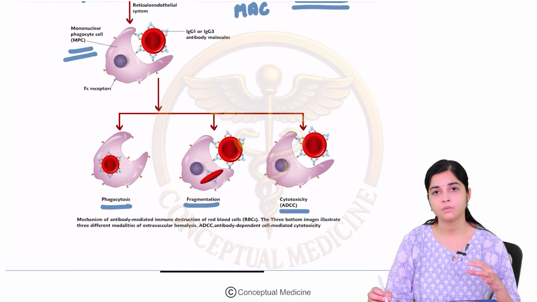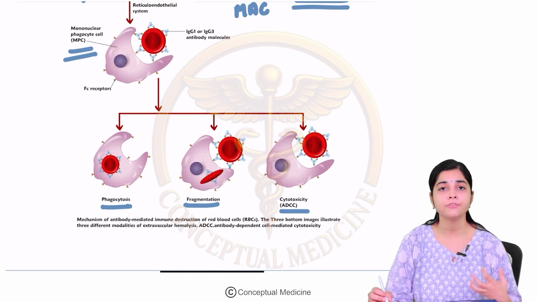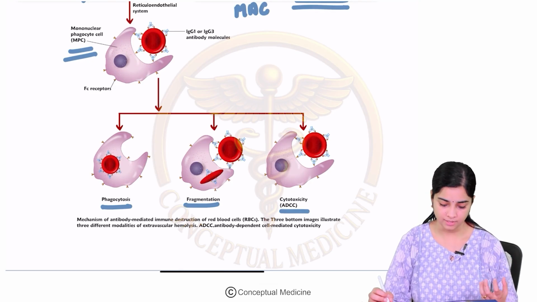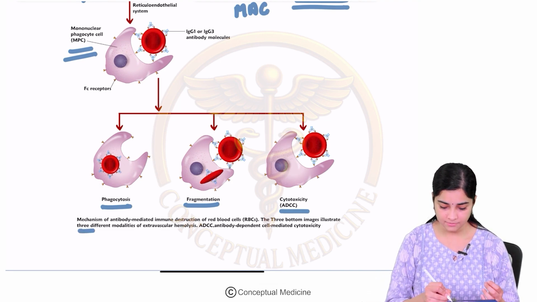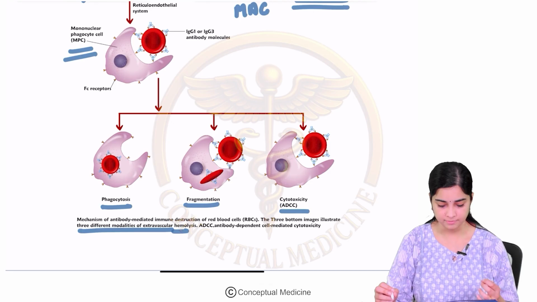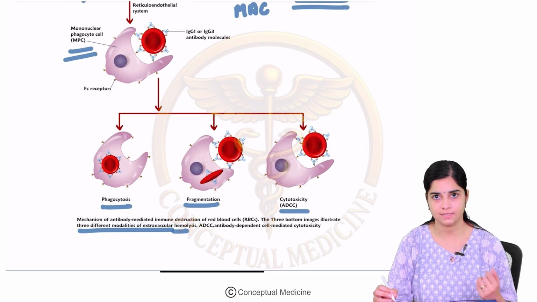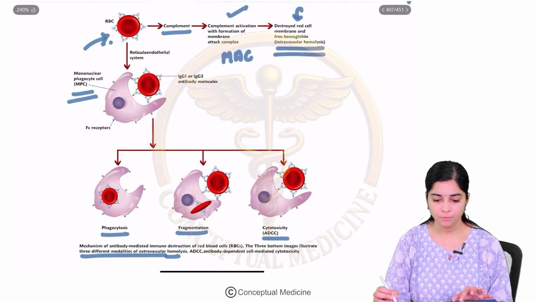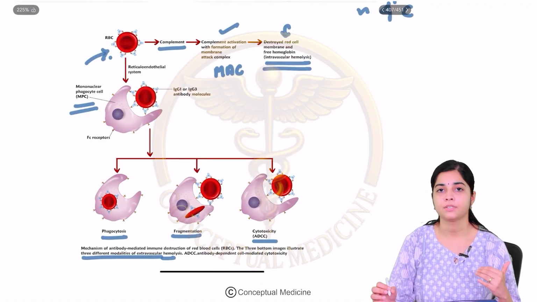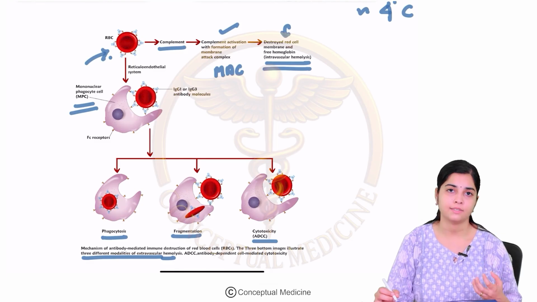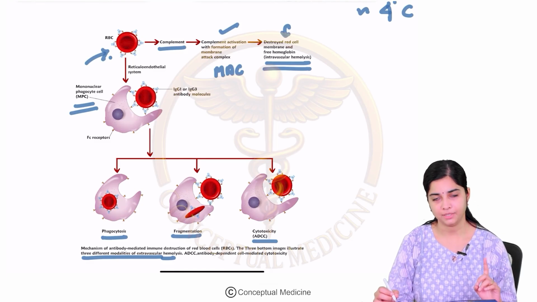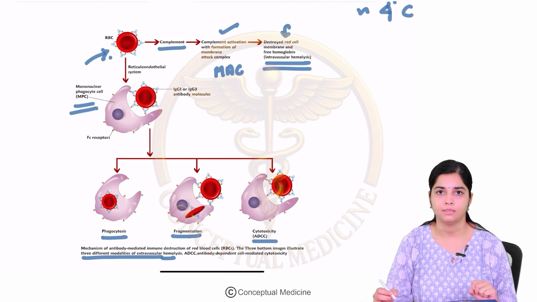So if this is going to happen, there can be some amount of extravascular hemolysis as well, right? So this is basically the three mechanisms of extravascular hemolysis: phagocytosis, fragmentation and cytotoxicity. What we can understand from this image is that there can be both intravascular as well as extravascular hemolysis, which can happen in autoimmune hemolytic anemias.